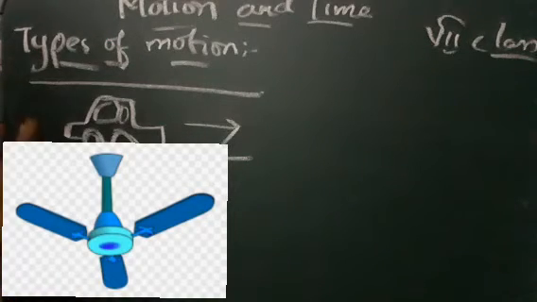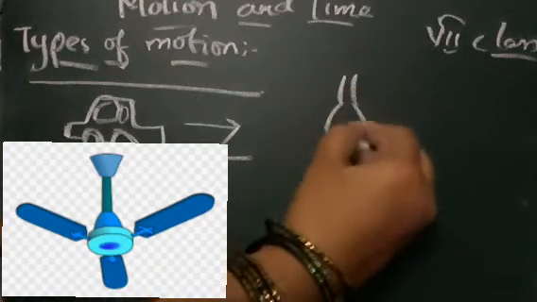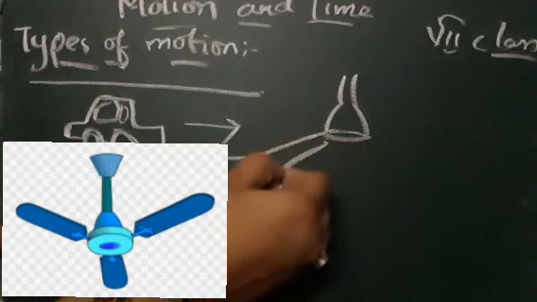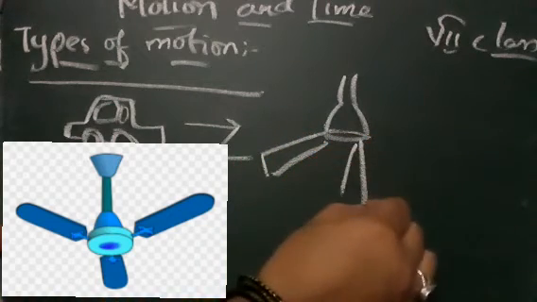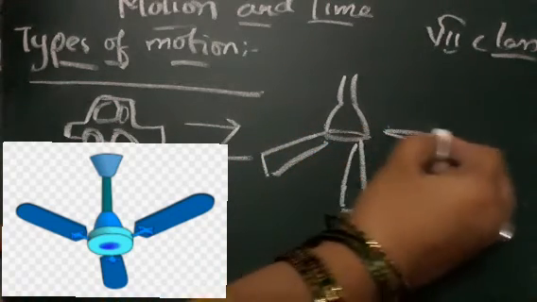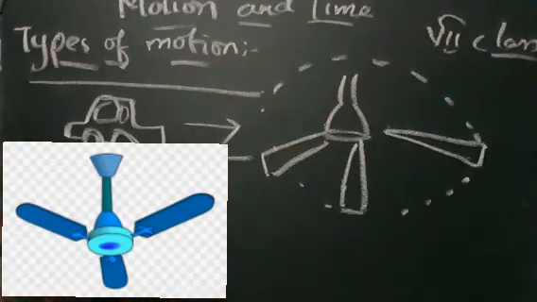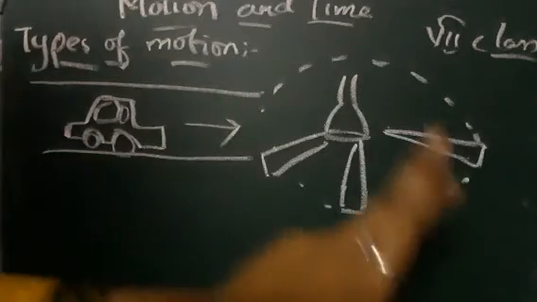Suppose we see the motion of a blade on the ceiling fan. If you see the ceiling fan, what is the motion here? What is the motion that you can see in the ceiling fan? You can see that it is rotating like this. Yes, it rotates like this. It is going in circular motion.